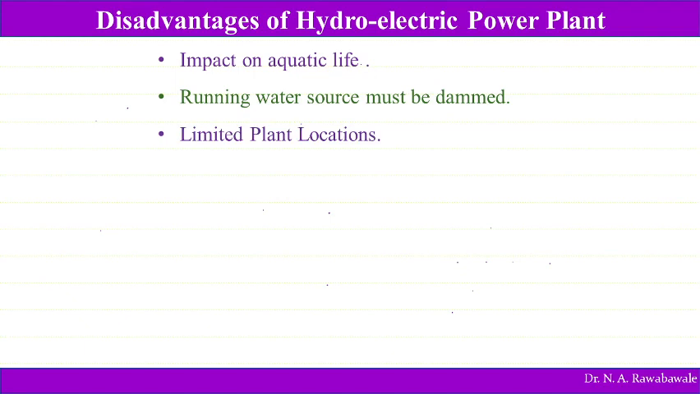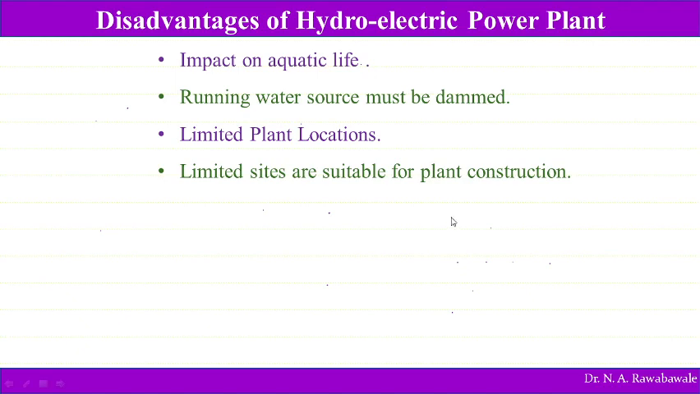Then limited plant location. We cannot construct a hydroelectric power plant anywhere we want. It should be a site where we can achieve the potential energy, the head of water, that is, it should have high altitude to store the water. Then, limited sites are suitable for plant construction. Even among the limited sites, not all sites which meet the requirements are suitable. Only a few sites are suitable for construction of a hydroelectric power plant.